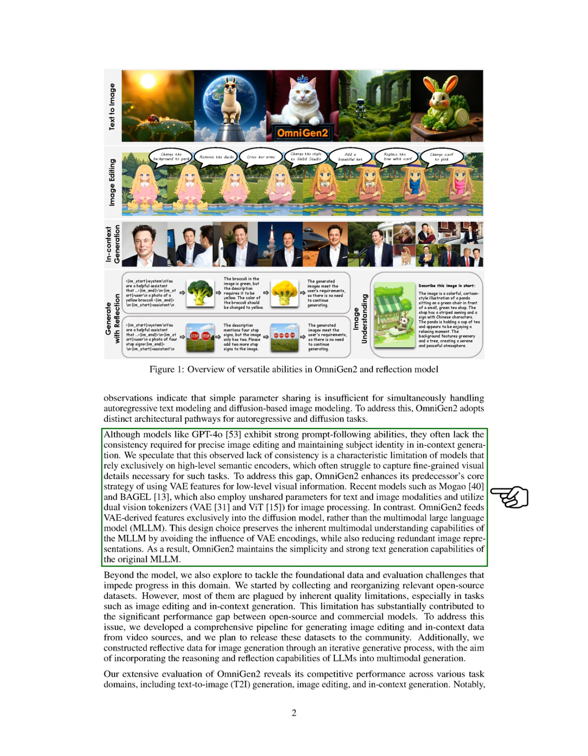Recent models like MoGao and Bagel also use separate parameters for text and image processing and dual vision tokenizers. In contrast, OmniGen2 feeds VAE features only into the diffusion model, keeping the multimodal understanding of the large language model intact and reducing redundant image representations. This approach allows OmniGen2 to retain the simplicity and strong text generation abilities of the original model.